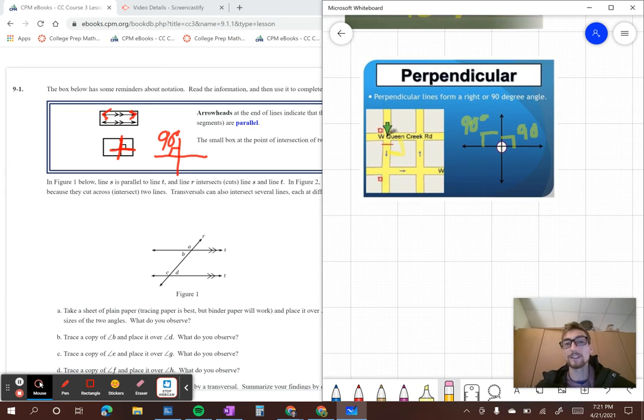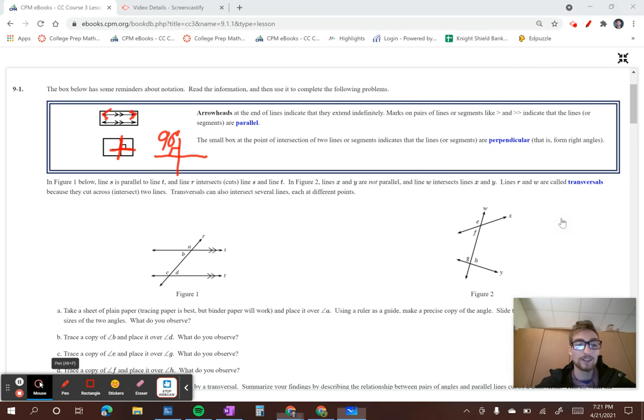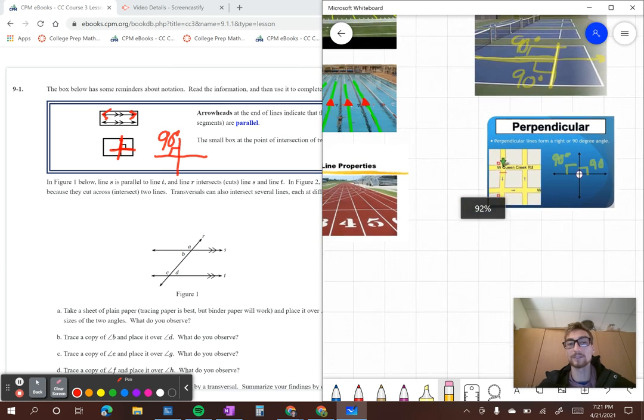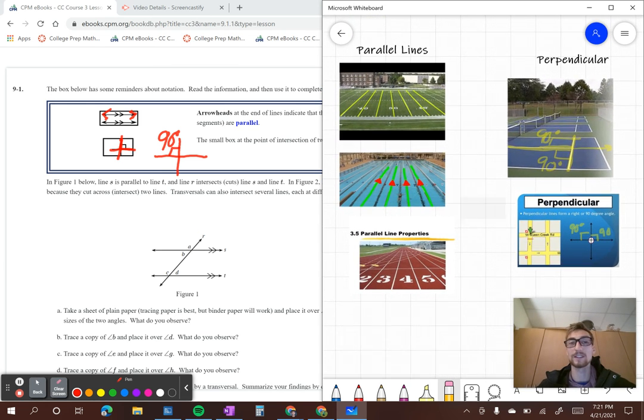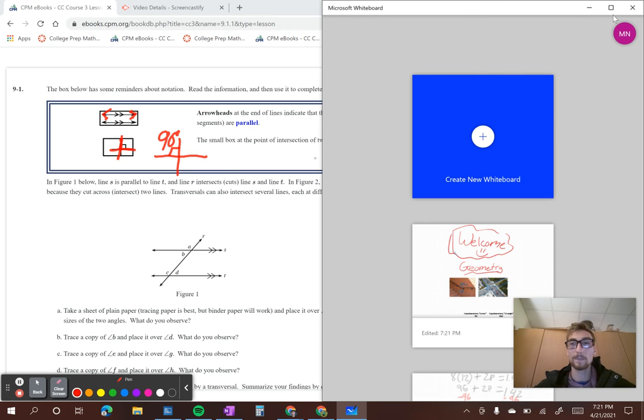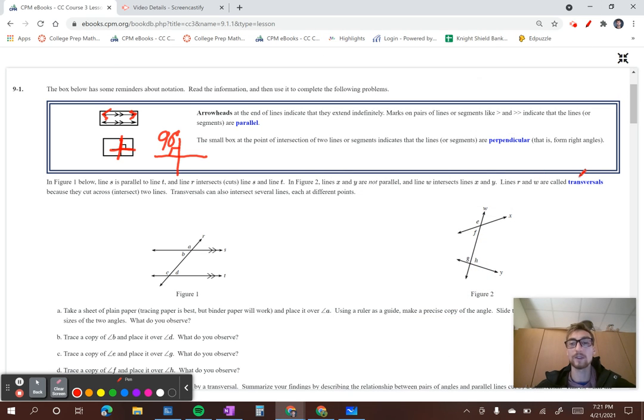And then we have an example here of Google Maps. Now, this is a typical map view that we see there. And we notice that here we have 90 degrees created by each of the intersecting lines. So those are a few examples on how to remember parallel and perpendicular. I hope it helps because we're going to use this information and take a look at a few of these transversals.